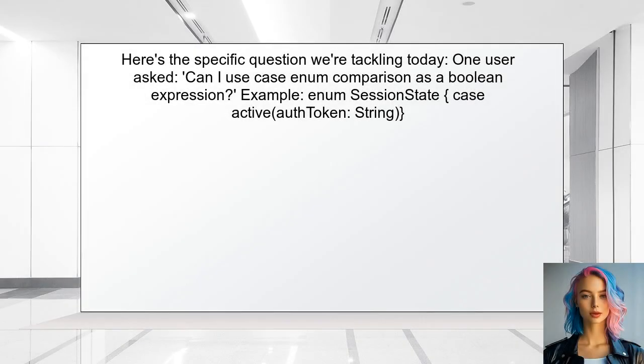Here's the specific question we're tackling today. One user asked, "Can I use case-enum comparison as a Boolean expression?" They provided an example with an enum called session state, which has an associated value. Sound familiar? Let's break this down together.